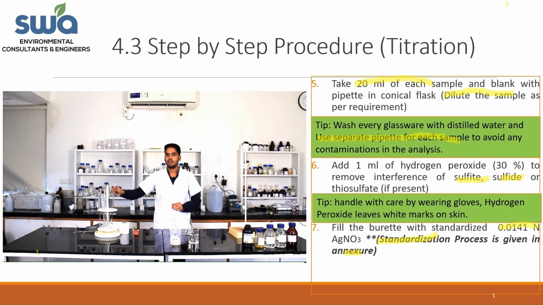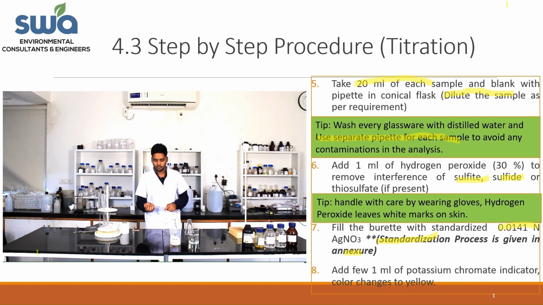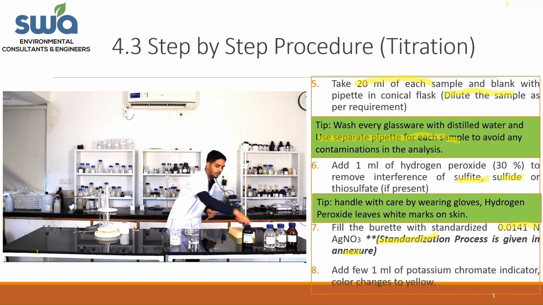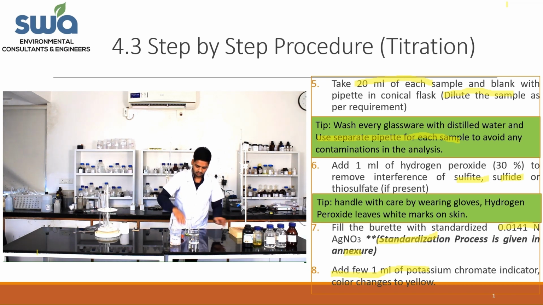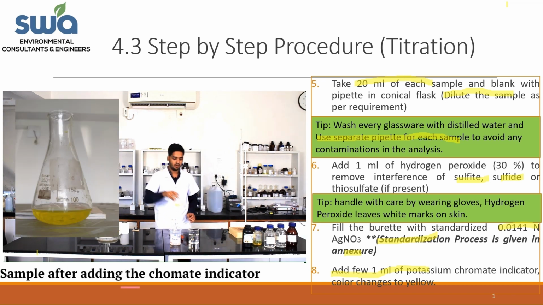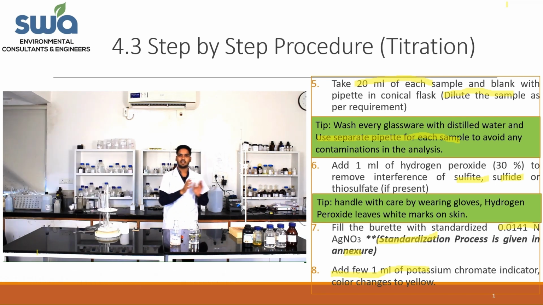Now we will add potassium chromate into the samples and blank. This is the indicator which will help in titration. We'll add 1 ml of potassium chromate indicator into each. After adding the potassium chromate indicator, we will mix it properly. This is the sample and this is the blank. Now we will titrate quickly both the sample and blank.